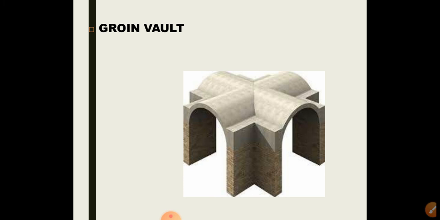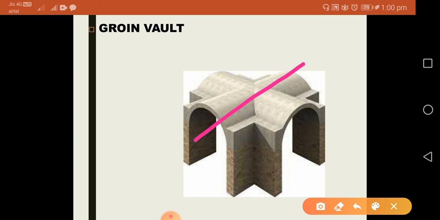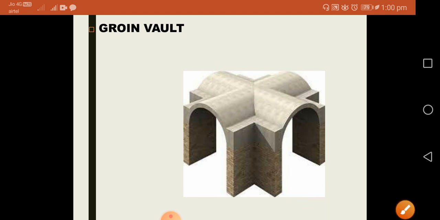So, next is the groin vault. A groin vault means double barrel. Here you can see it has two barrels at a single point, produced by intersecting at right angles. Here you can see, this is one barrel, and this is the other barrel. These two barrels are meeting at an angle of 90 degrees.